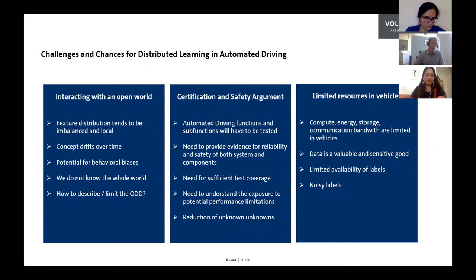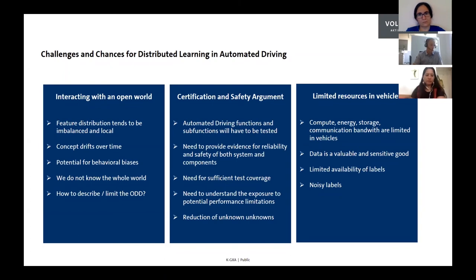Okay, when it comes to the certification and the safety argument, whatever comes out of this, we need to certify. We need to be able to plausibilize the safety of whatever comes out here, but we don't have the data, because the data was just processed as we went through this whole thing. So we need to somehow provide evidence for the reliability and the safety of the systems. Plus we need to find evidence that the training we've done didn't harm the networks. So we need to have a sufficient test coverage on top of the training coverage, which is reproducible in a way, or at least tractable by some means.